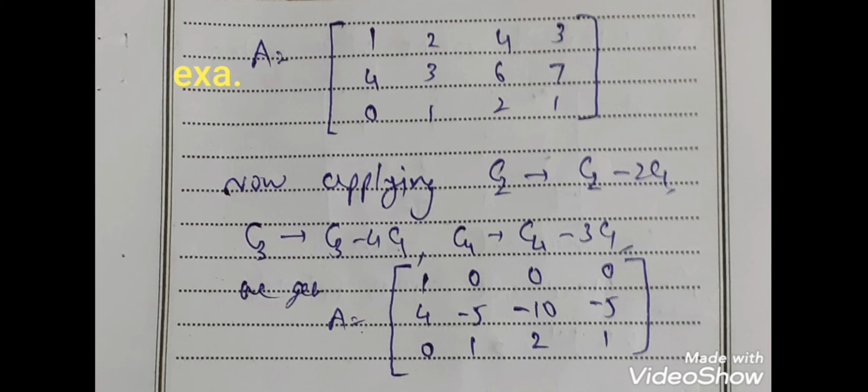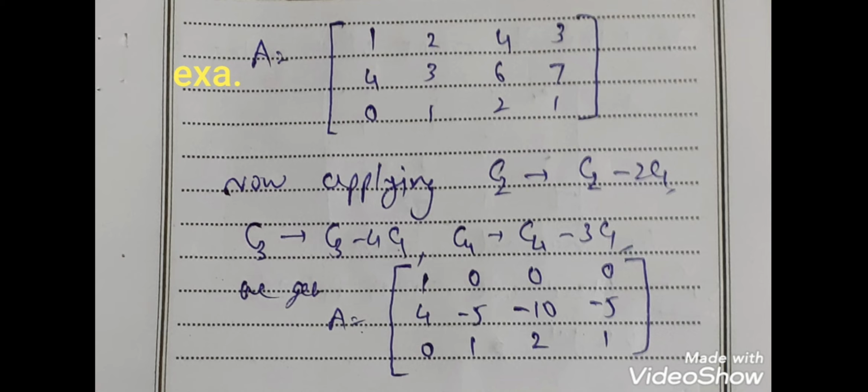So we get the elements of the second column: 0, 4 into minus 2 plus 3, which is minus 5, and 1 as it is. For the third column: 0, 4 into minus 4 plus 6, which is minus 10, and 2 as it is. For the fourth column: 1 into minus 3 plus 3 is 0, minus 4 into minus 3 plus 7 is minus 5, and 1 as it is. So 0, minus 5, 1 are the elements of the second column, 0, minus 10 and 2 for the third, and 0, minus 5 and 1 are the elements of the fourth column.